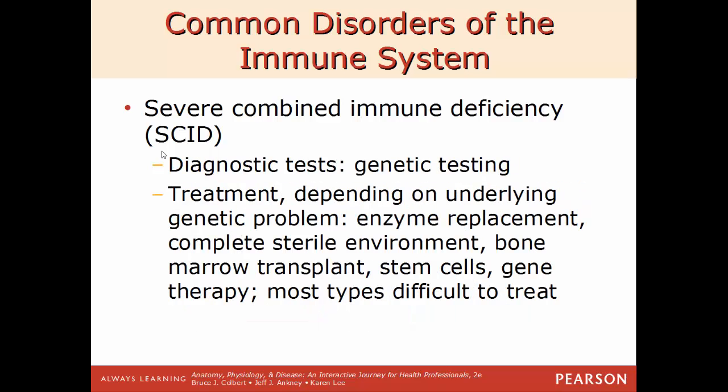Some diagnostic tests: genetic tests are the best way to identify this. The treatment, depending on the underlying genetic problem, could be anything from enzyme replacements to a complete sterile environment for the person, bone marrow transplants, stem cells, gene therapy, and most types of this condition are very difficult to treat.